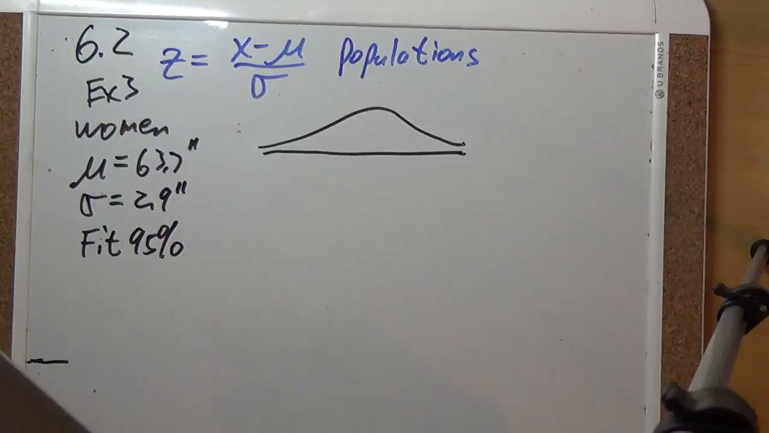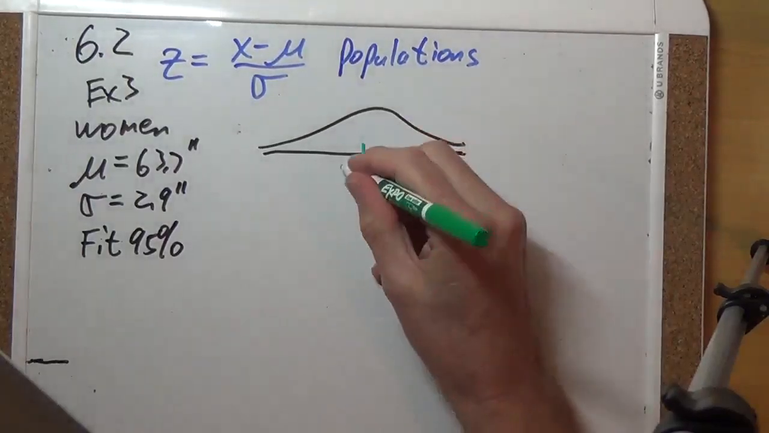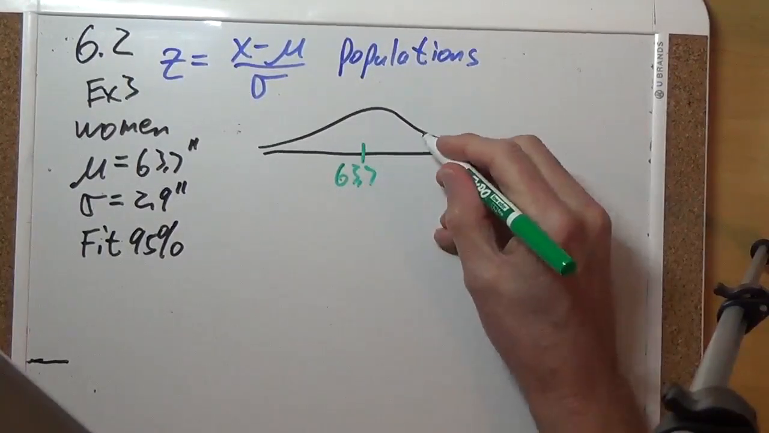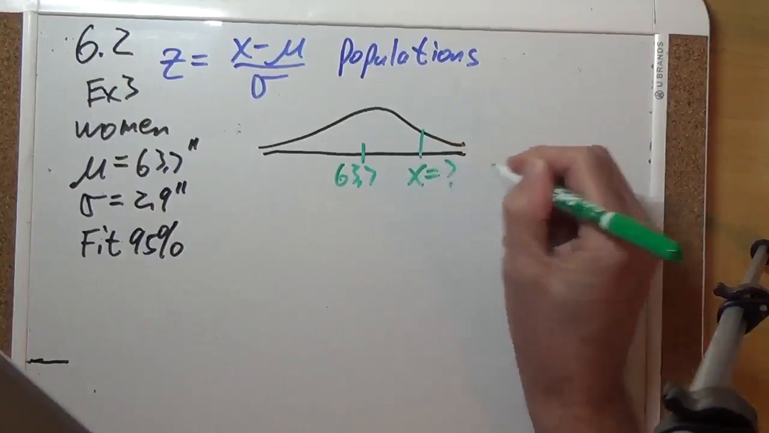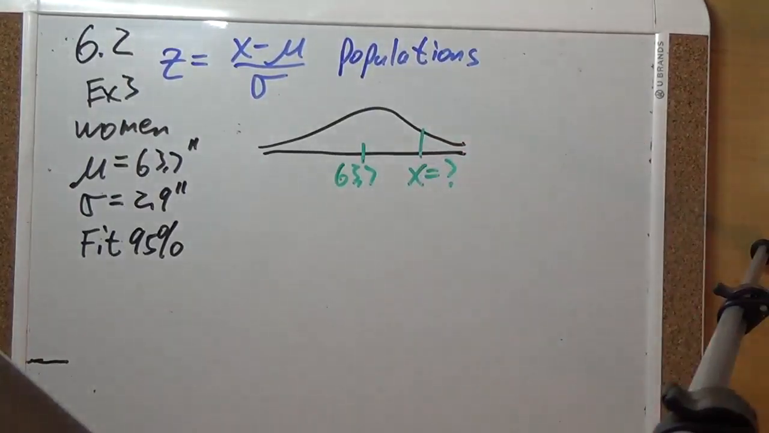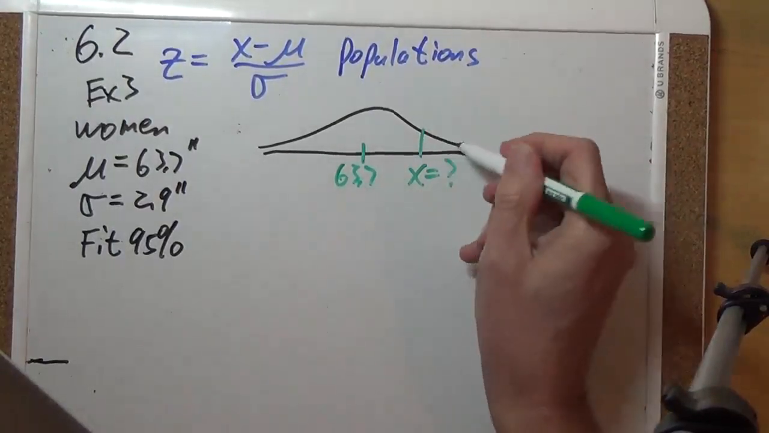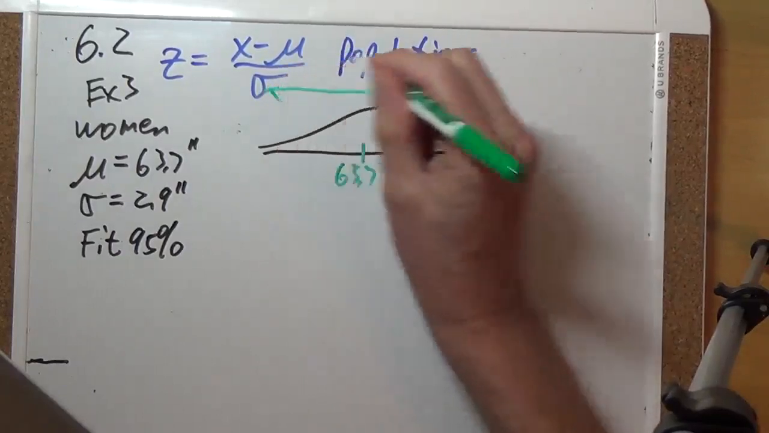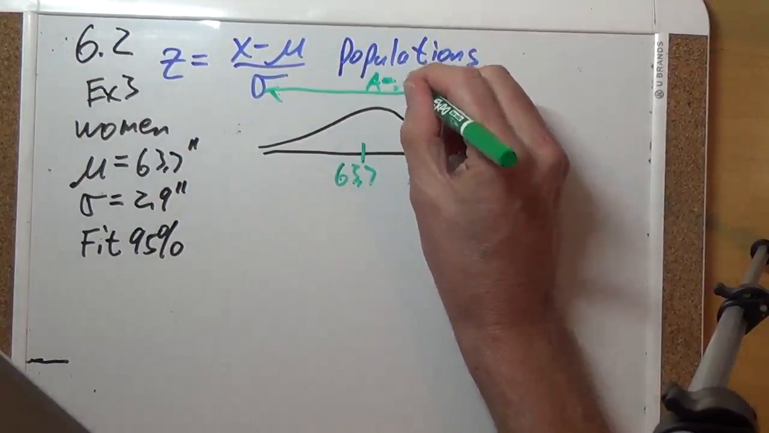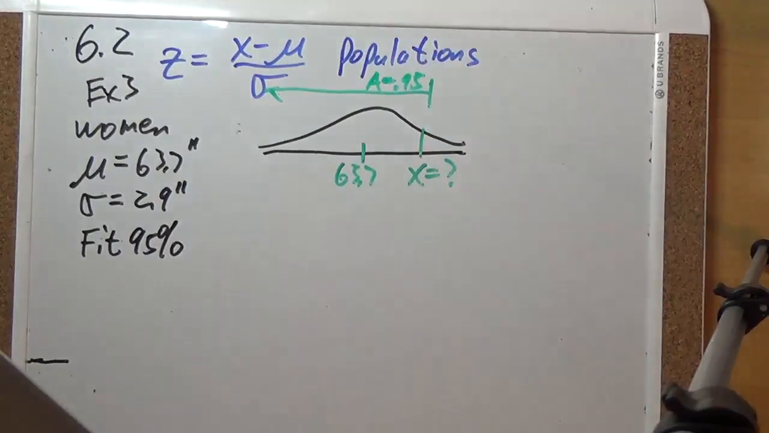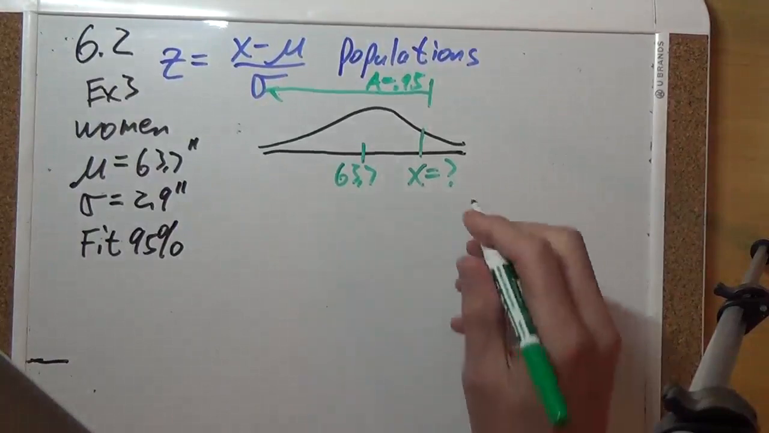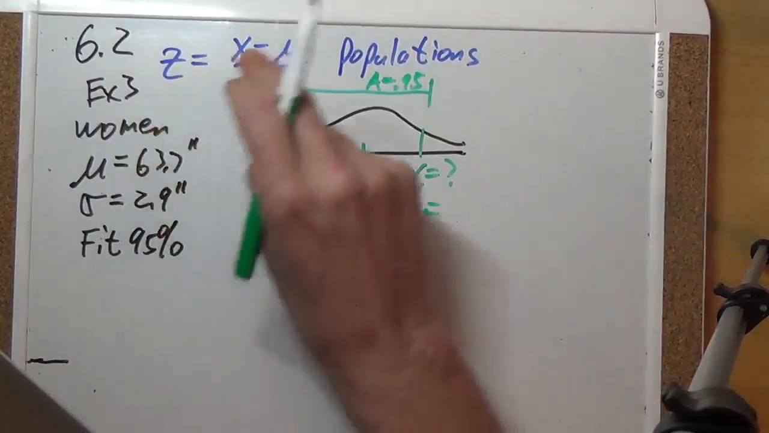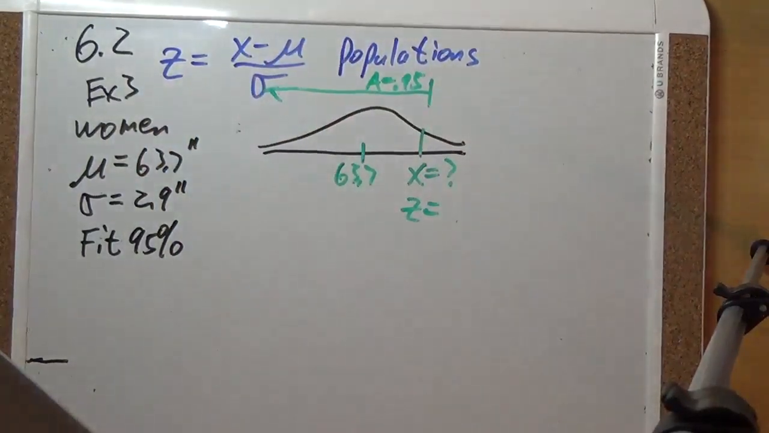So now what I'm doing here is I put my 63.7 in here. Now I don't know the x out here, but I know it's going to be bigger than this. That's the height that's going to fit my 95% of women. So what I do know is that the area to the left here is 0.95. So I'm going to work backwards. I'm going to find the z-score, and then I'm going to plug in z. I know this and this. I'm going to solve for x.